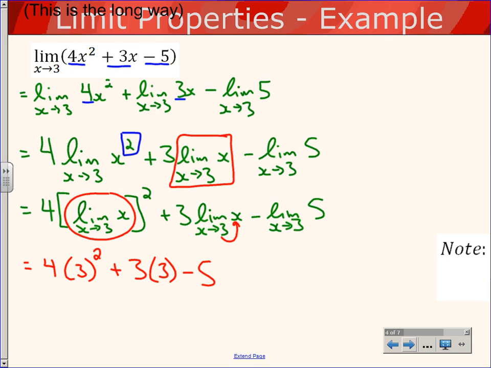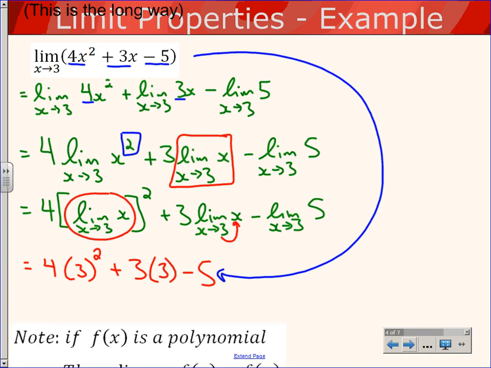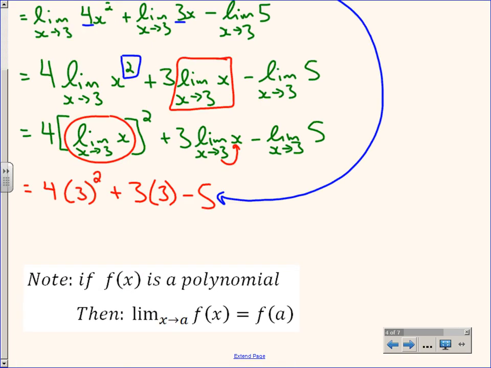I think I'm actually going to slide this note out for a second because I want you to see what's happened. We did a lot of good steps, right? We used a lot of those rules. But take a look at what it's all broken down to. In the end, compare those 2 steps. And really all we've done is subbed in the 3, haven't we? So it says if f of x is a polynomial, then the limit as x approaches a of f of x is just f of a.